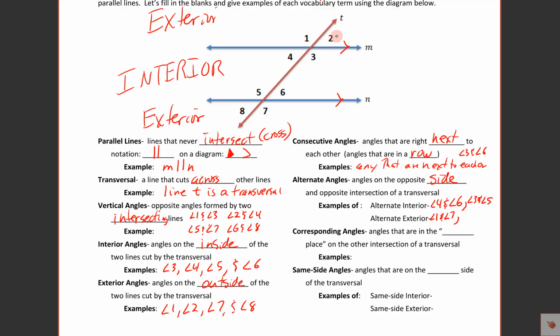So you might have guessed that angle 2, if it's going to be alternate exterior with anything, it's going to be alternate exterior with 8. So 2 and 8. So this would be angle 2 and angle 8.